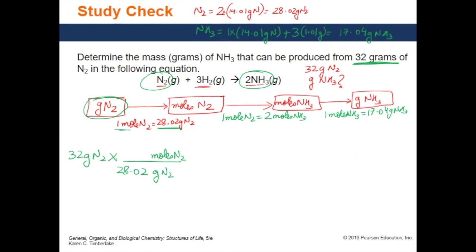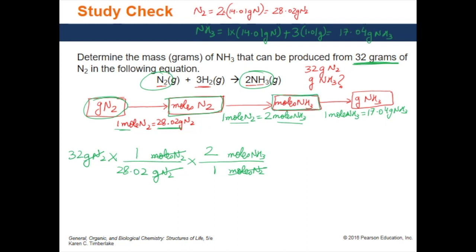28.02. How many moles? 1. Grams of nitrogen got cancelled. I am right here at moles of nitrogen. Now I need to go from moles of nitrogen to moles of ammonia. To do that, I use this conversion factor. To cancel moles of nitrogen, I divide by moles of nitrogen, multiply by moles of ammonia. Moles of nitrogen is 1, mole of ammonia is 2. Nitrogen got cancelled. Our answer is in moles of ammonia.